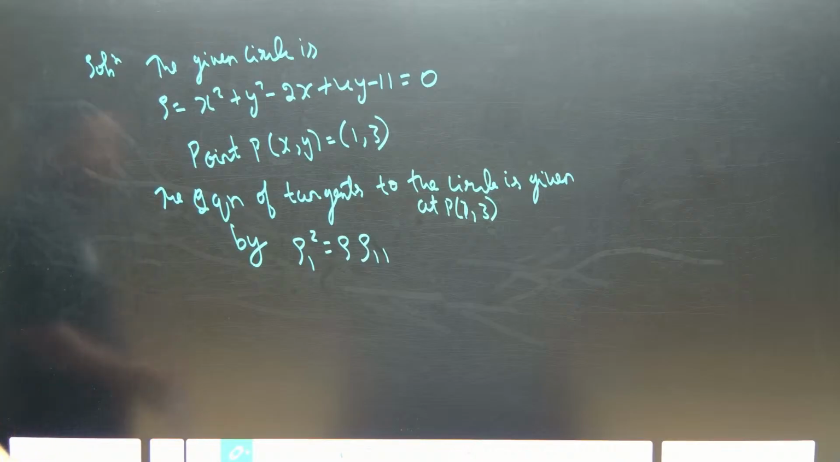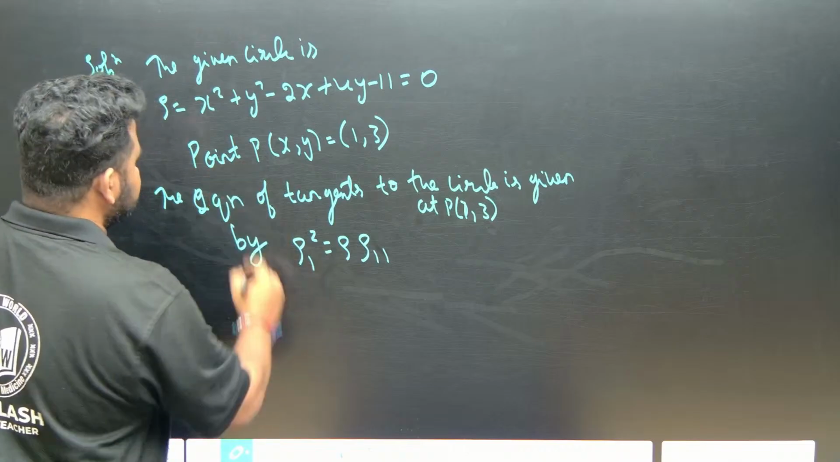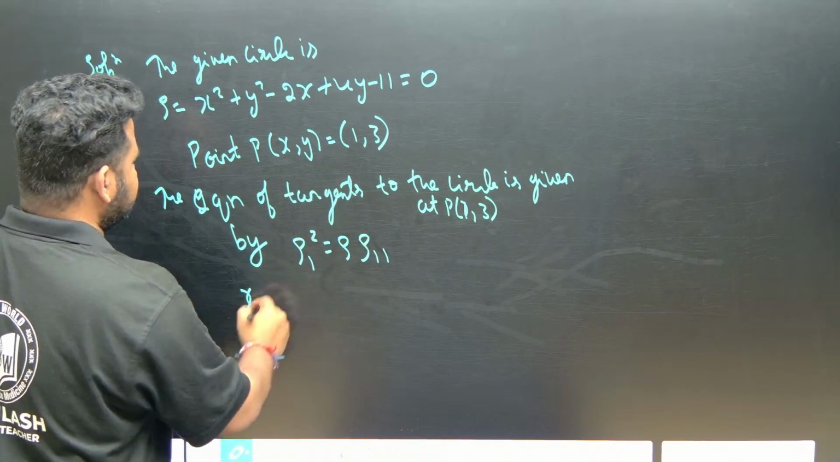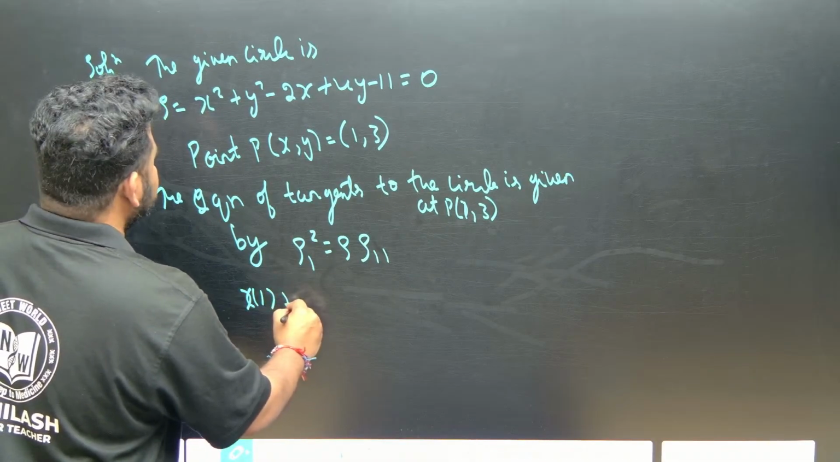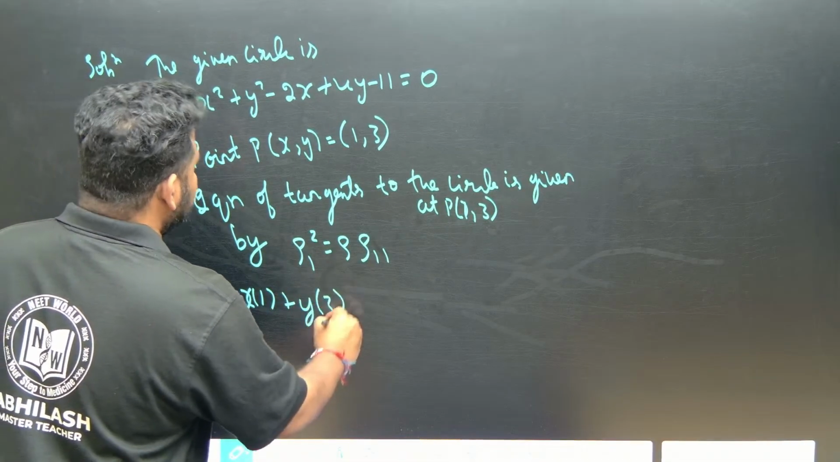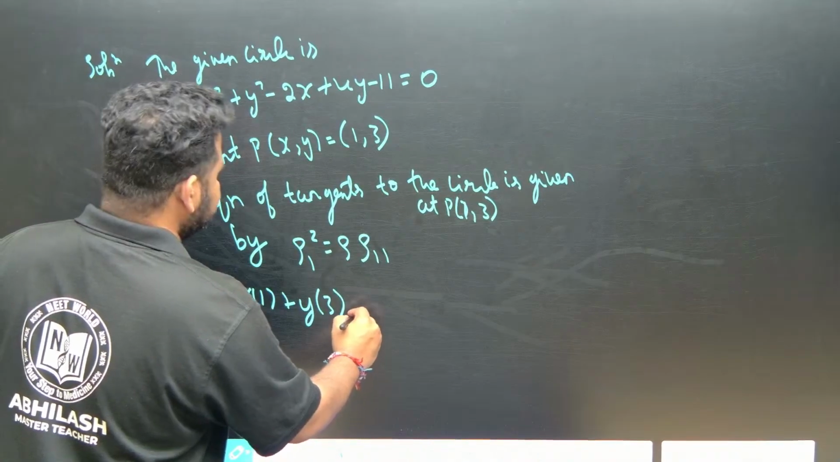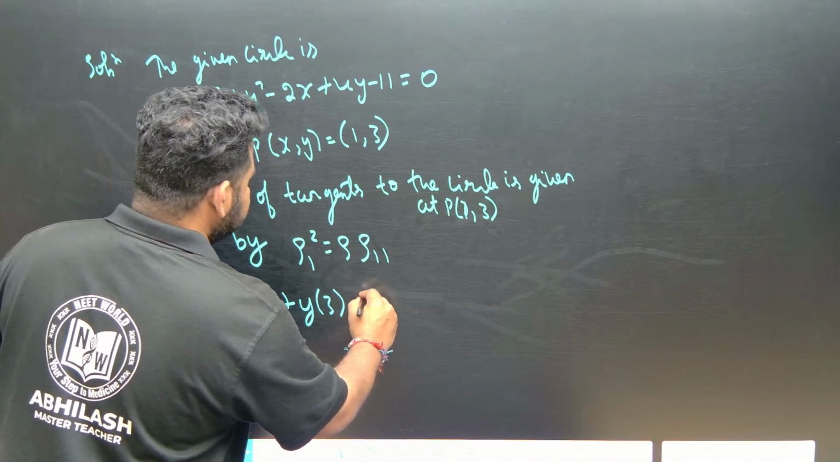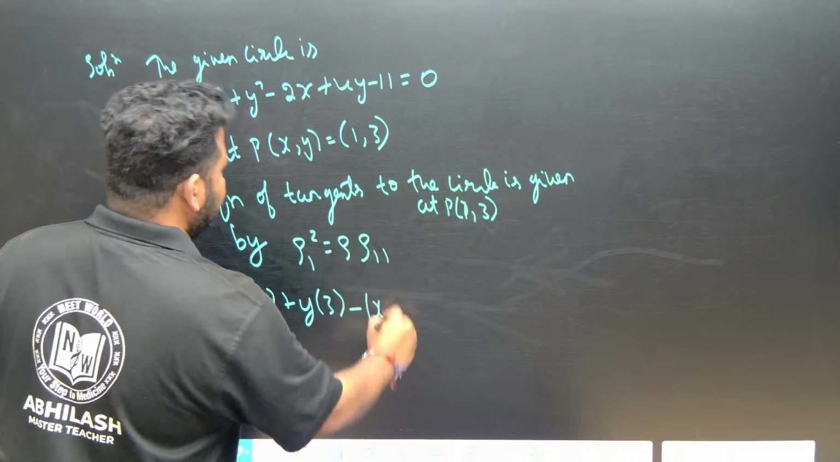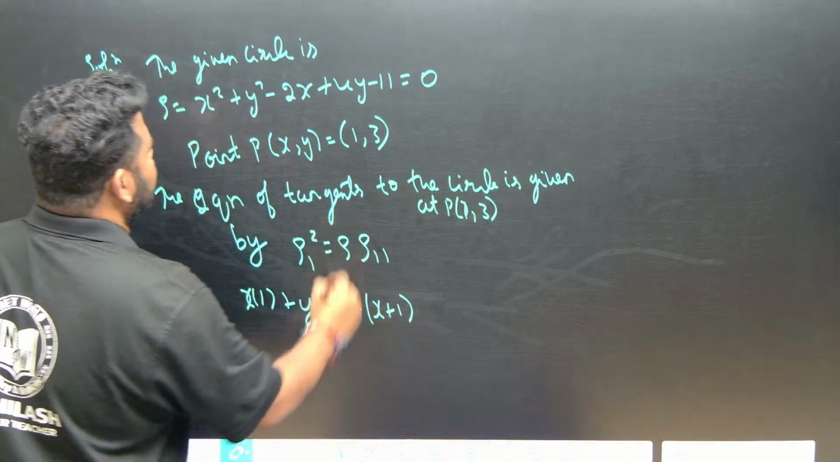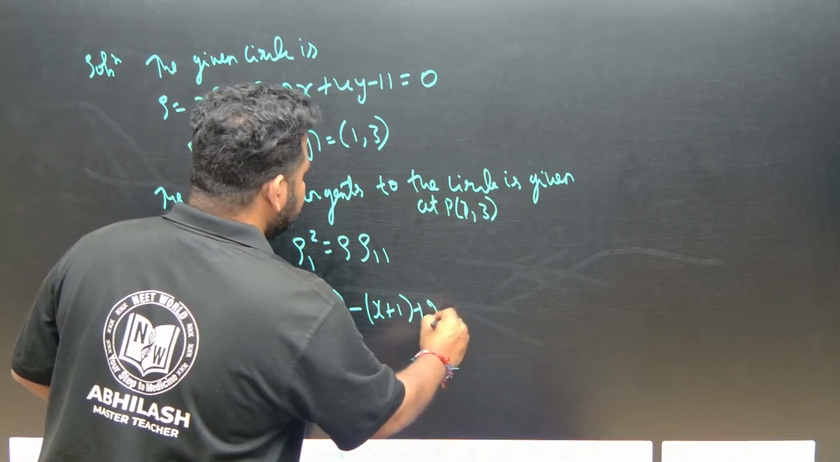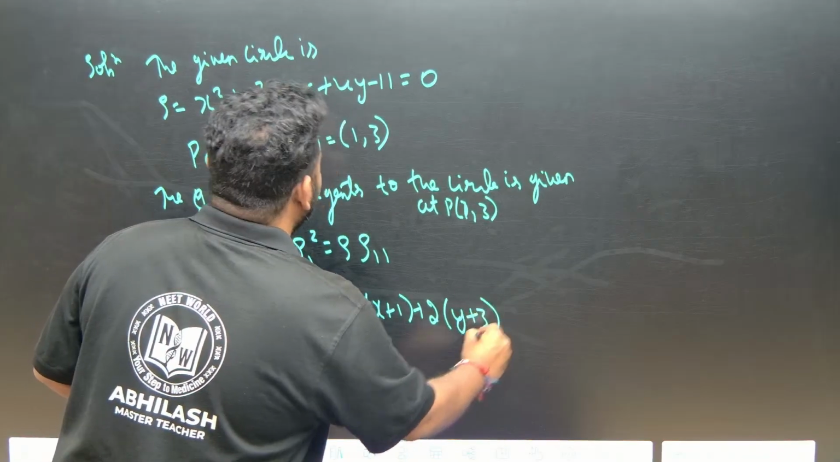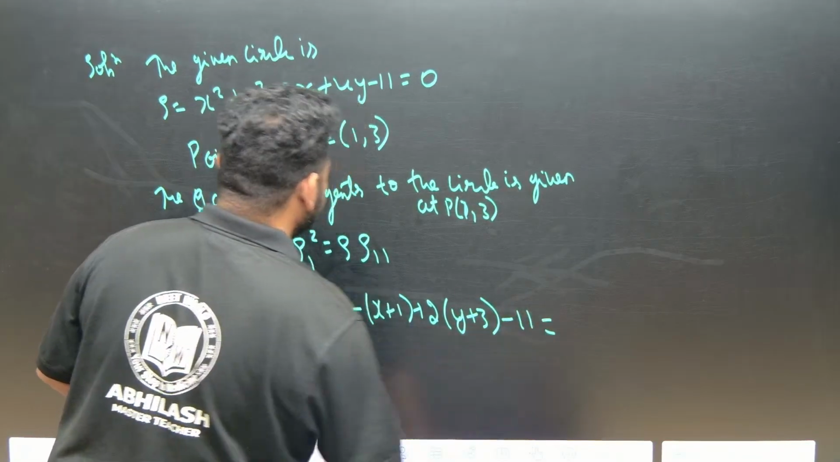What we have to do is just put the values. S1 is x into x1, where x1 is 1, plus y into y1, where y1 is 3. Minus 2 means it gets divided by 2, so this is minus (x plus 1). Then 4 becomes 2 into (y plus 3), minus 11, whole square is equal to S into S11.